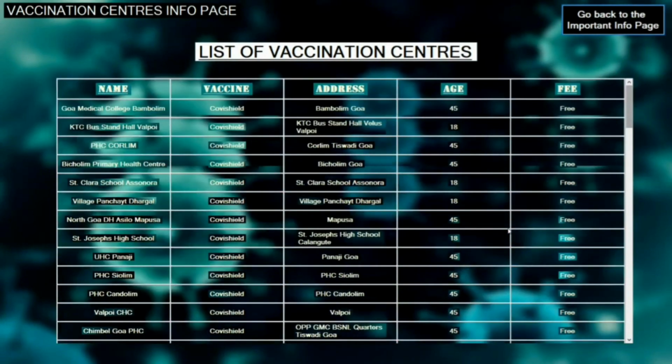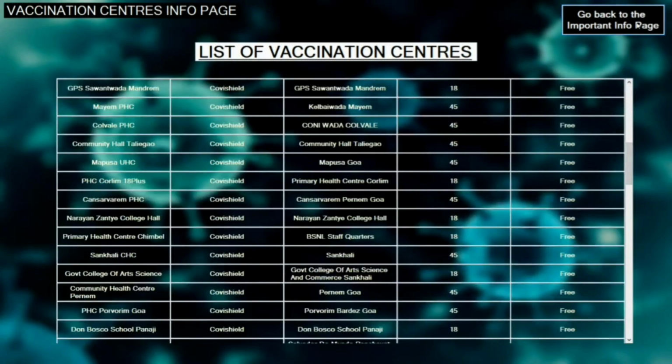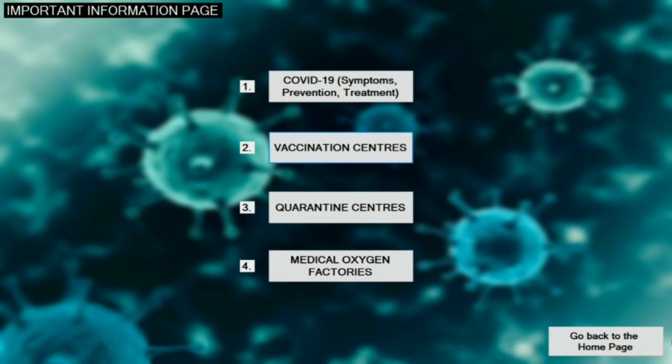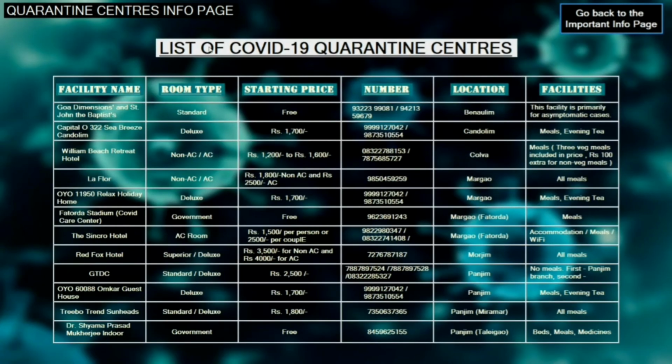Let's go back and now let's see quarantine centers. Under quarantine centers, our app provides information on quarantine centers in Goa. These are the names of the quarantine centers, the room type, the starting price, the location, and phone numbers of the people in charge of the respective facility. These are the facilities that they provide.